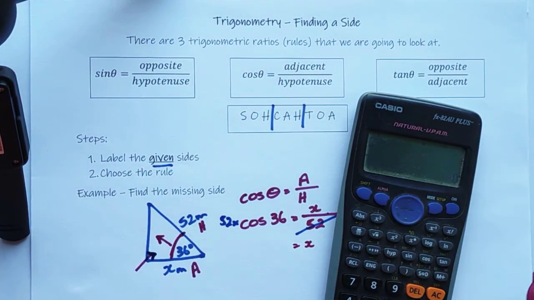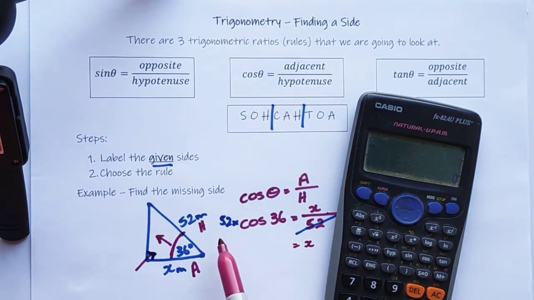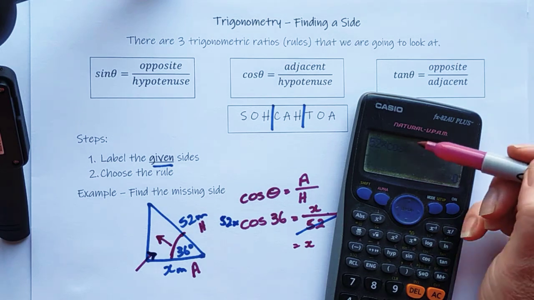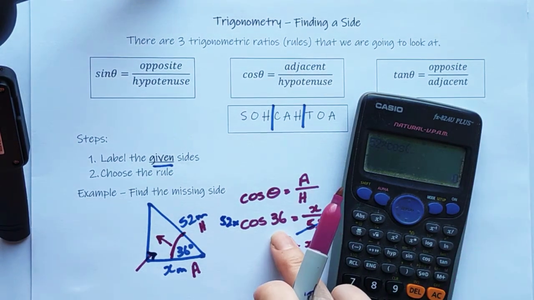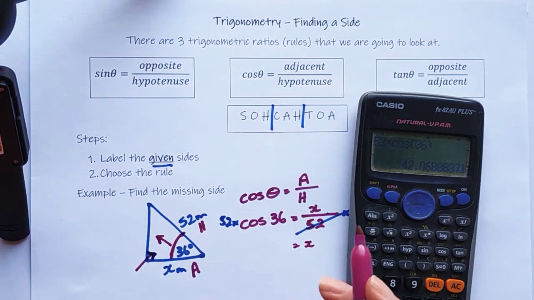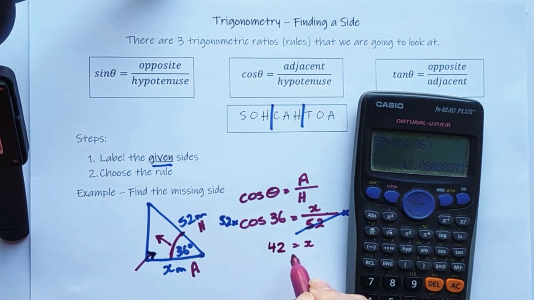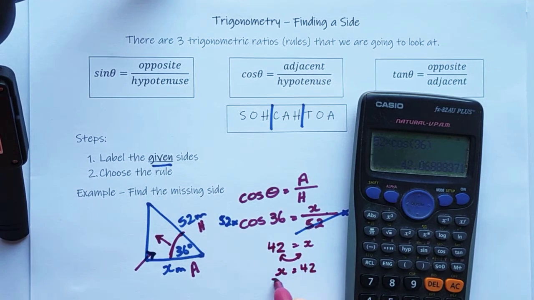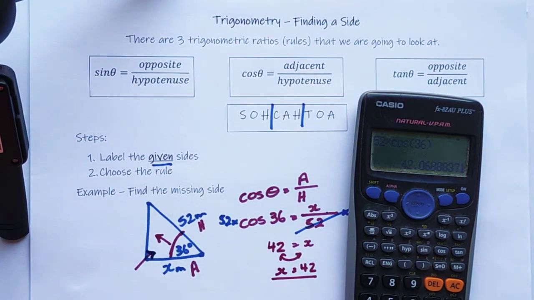Again, make sure your calculator is in degrees mode, and we're going to type in 52 times the plain cos button. It's not like yesterday where we needed the -1 in there. Plain cos 36. Shut our brackets, press equals, and we find out that x is 42. And we normally would swap them around because it looks a bit weird. So x equals 42. And we're done.